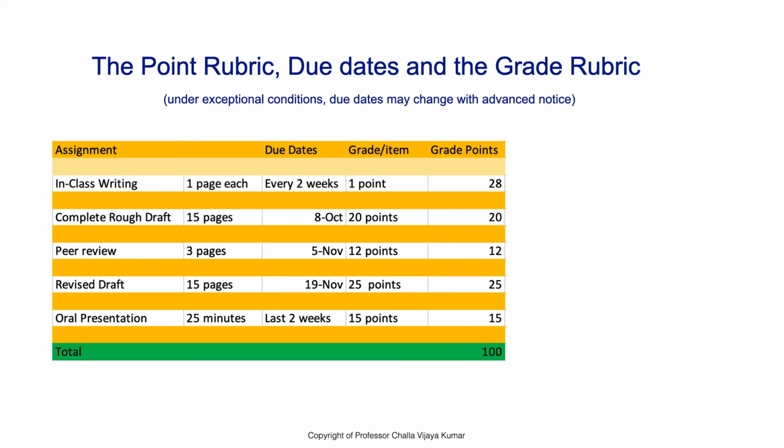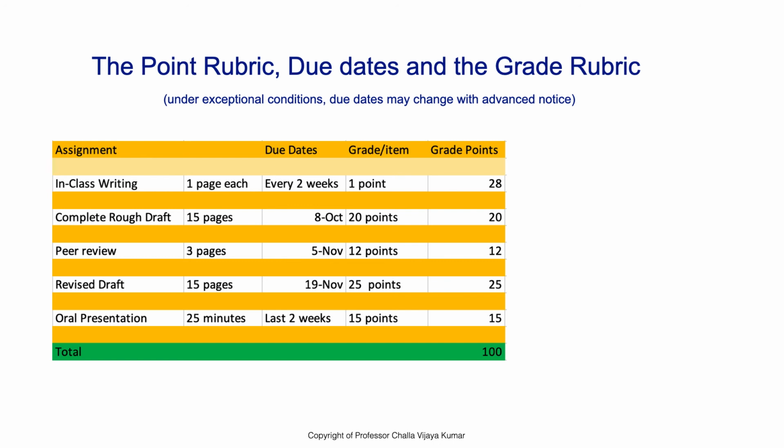And in addition to these, I mentioned to you there is a point rubric, how the points are divided up within these different assignments. In class assignments, there are 4 of them in each module, so they have 1 point each, so about 4 points for each module. So 7 modules, 28 points.